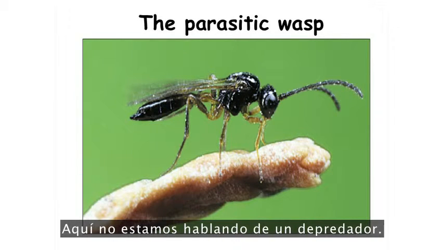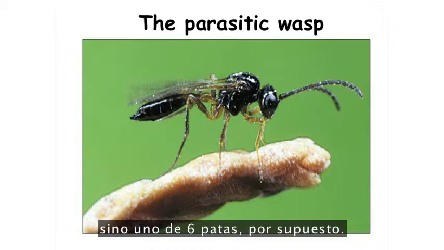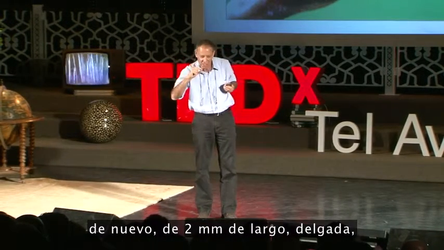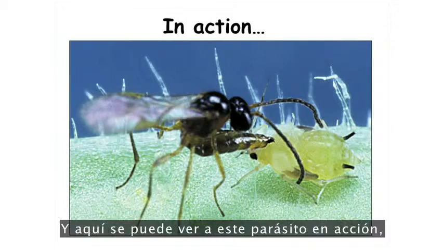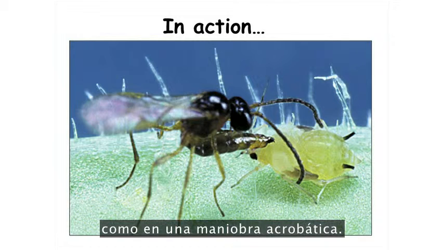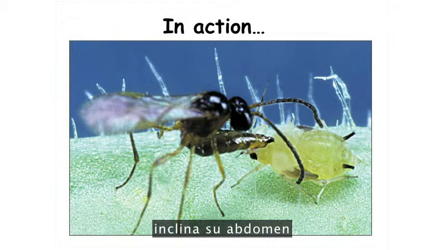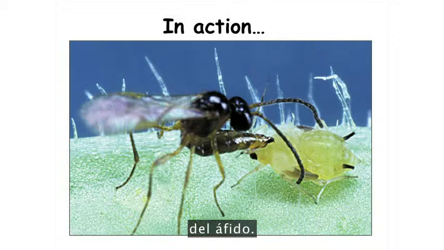Here we are not talking about a predator, here we are talking about a parasite. Not a two-legged parasite, but an eight-legged parasite, of course. This is a parasitic wasp, 2 millimeters long, slender, a very quick and sharp flyer. And here you can see this parasite in action, like in an acrobatic maneuver. She stands vis-a-vis in front of the victim on the right-hand side, bending her abdomen and inserting a single egg into the body fluids of the aphid.